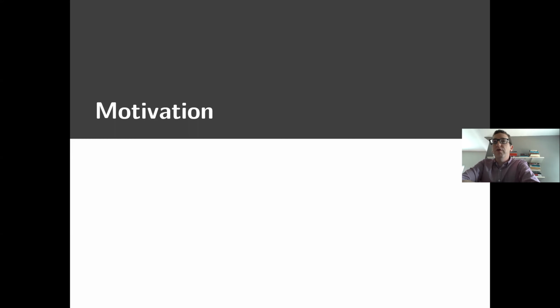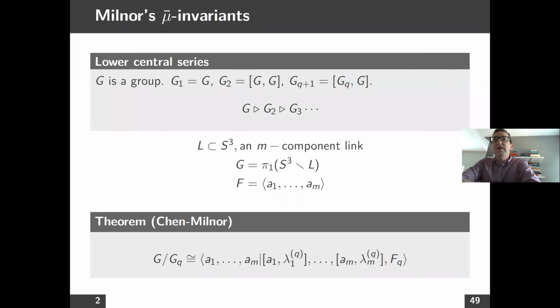All right, let's start with a little motivation about Milnor invariants. If I take any group G, its lower central series is defined recursively by G_1 is equal to G, G_2 is equal to the commutator subgroup of G with itself, and G_{q+1} is the commutator subgroup of G_q with G. And so this defines a series of normal subgroups.